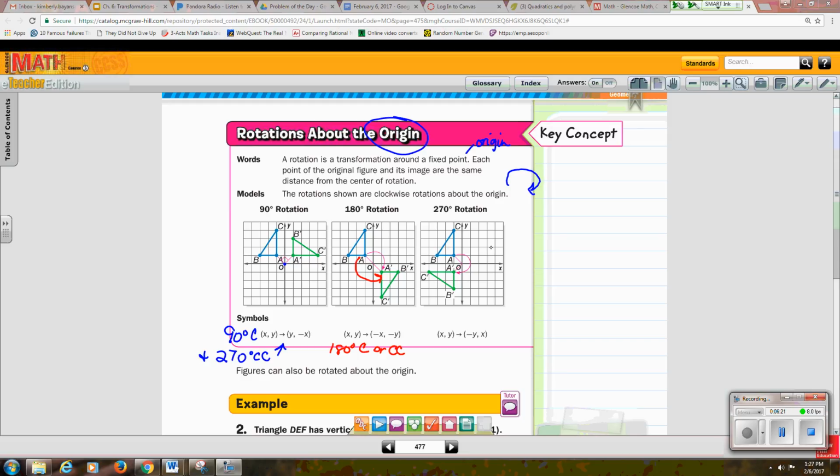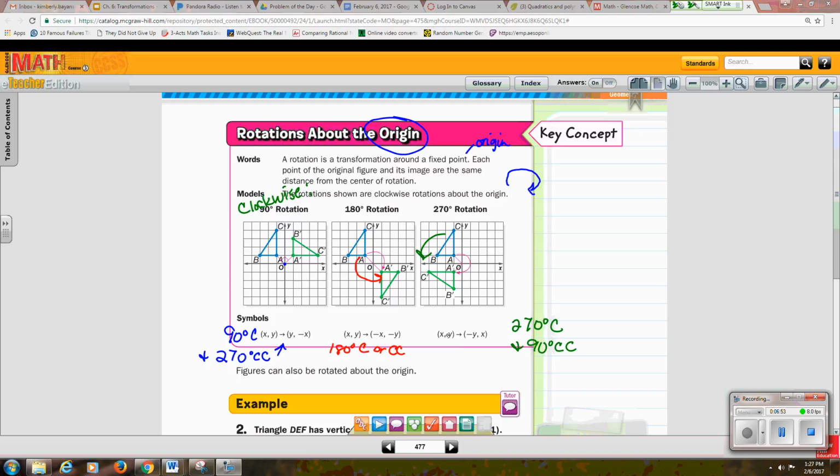This will be 90, a fourth of the way around. Half the way around is 180, and 3/4 of the way around is 270. Again, all of these are clockwise rotations. Just keep that in mind. So here's our rule for 270 degrees clockwise and 90 degrees counterclockwise, because counterclockwise would be going this way 90 degrees. We go back 1/4 of the way.